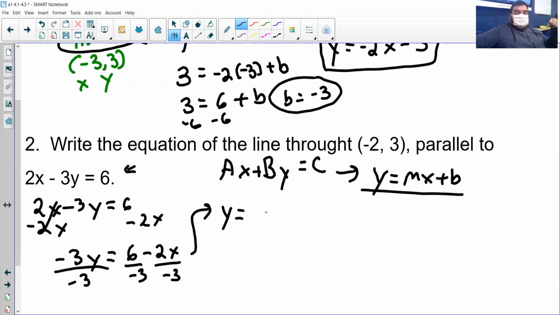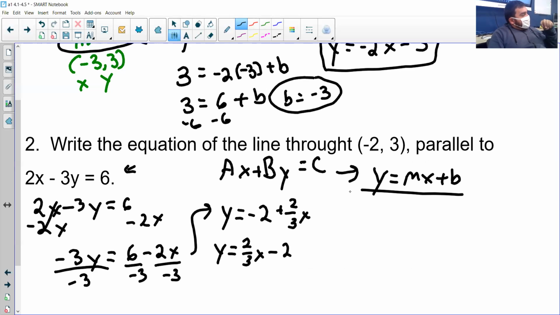So y is going to equal 6 divided by negative 3, which is negative 2. And then negative 2 divided by negative 3 is going to be a positive 2 over 3x. You don't have to do this part, but I'm just going to rewrite it as 2 over 3x minus 2, so it matches that y equals mx plus b shell. So all I did is rewrite the equation. These two equations are exactly the same. They're equal.